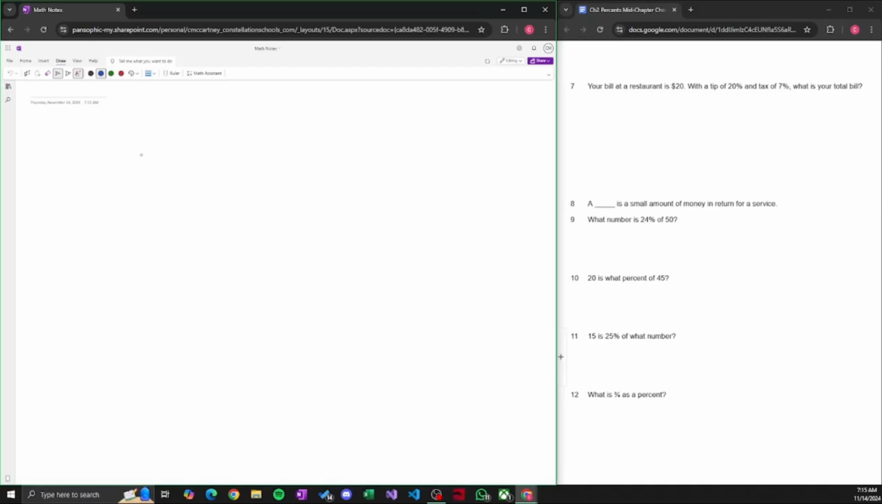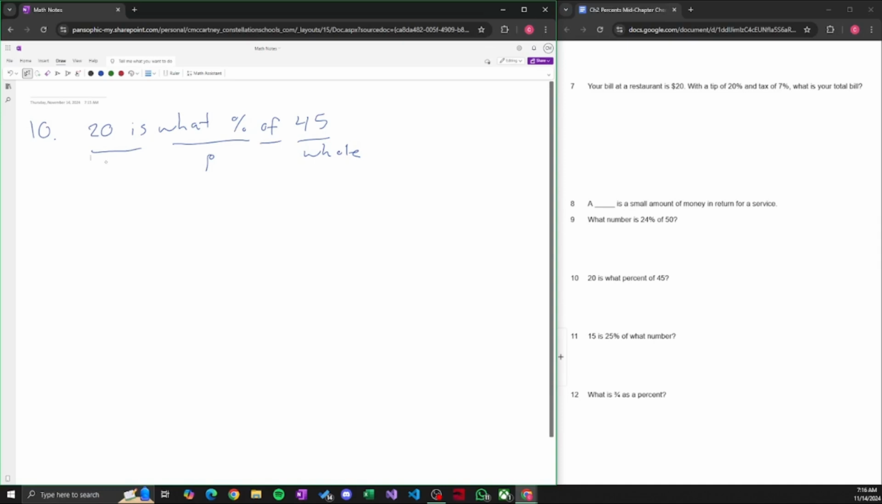Okay, number 10. 20 is what percent of 45? We see this keyword "of," so this must be our whole number. What percent? We don't know the percent, that'll be our P value, and 20 would be our part, so that would be our A, our part.